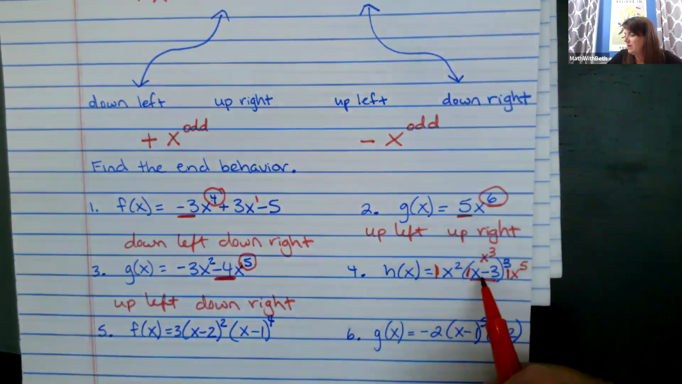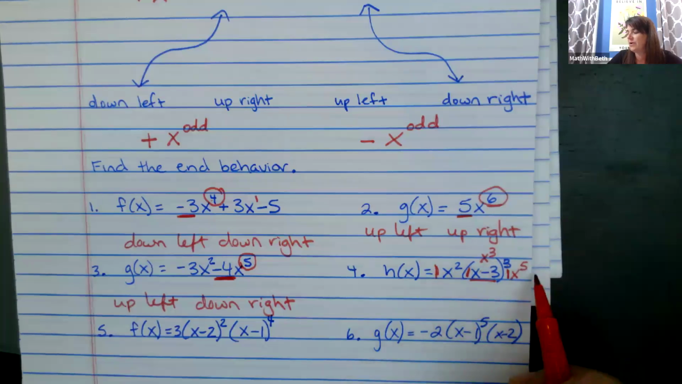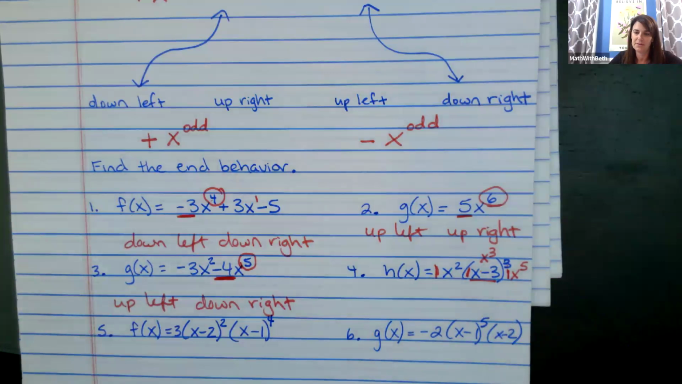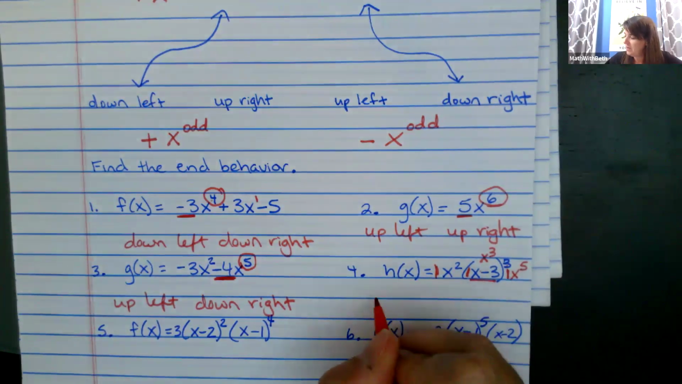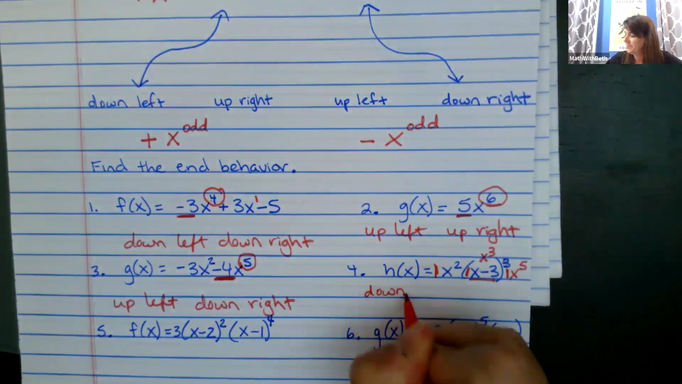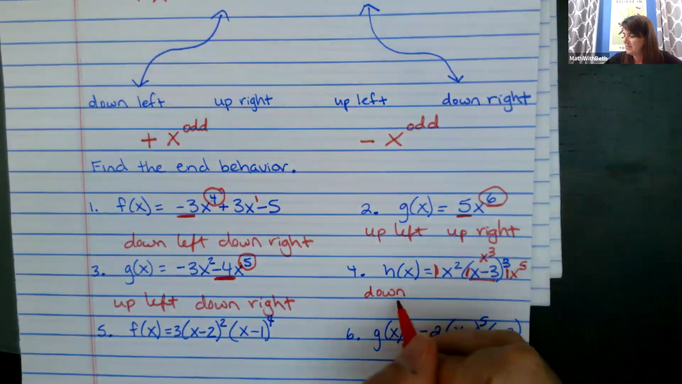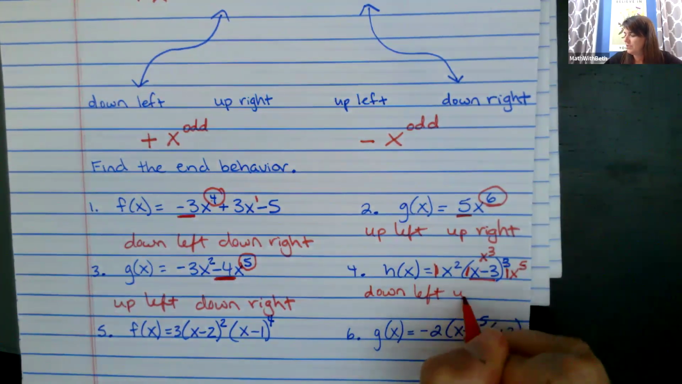If I lost you there, basically look at this as 3 x's here and 2 x's here. So we have a total of 5 x's. So odd and positive, I meant. Down to the left, up to the right.